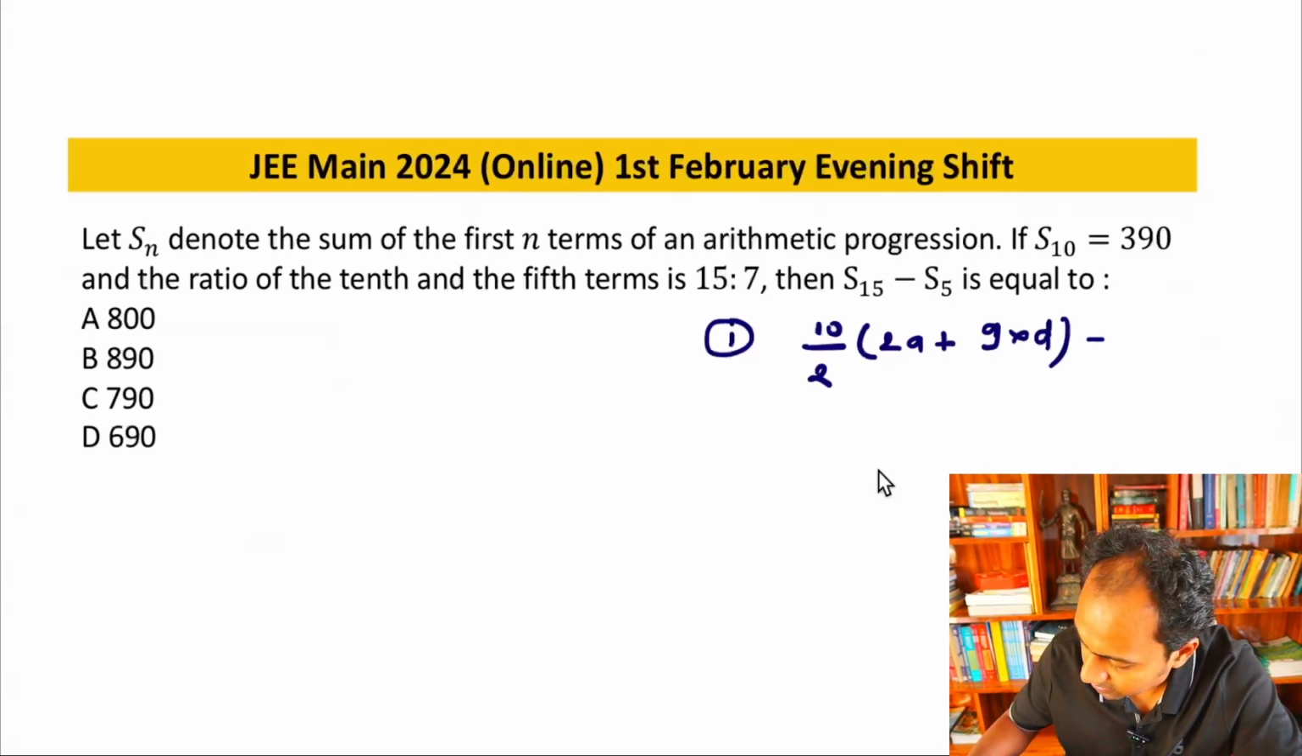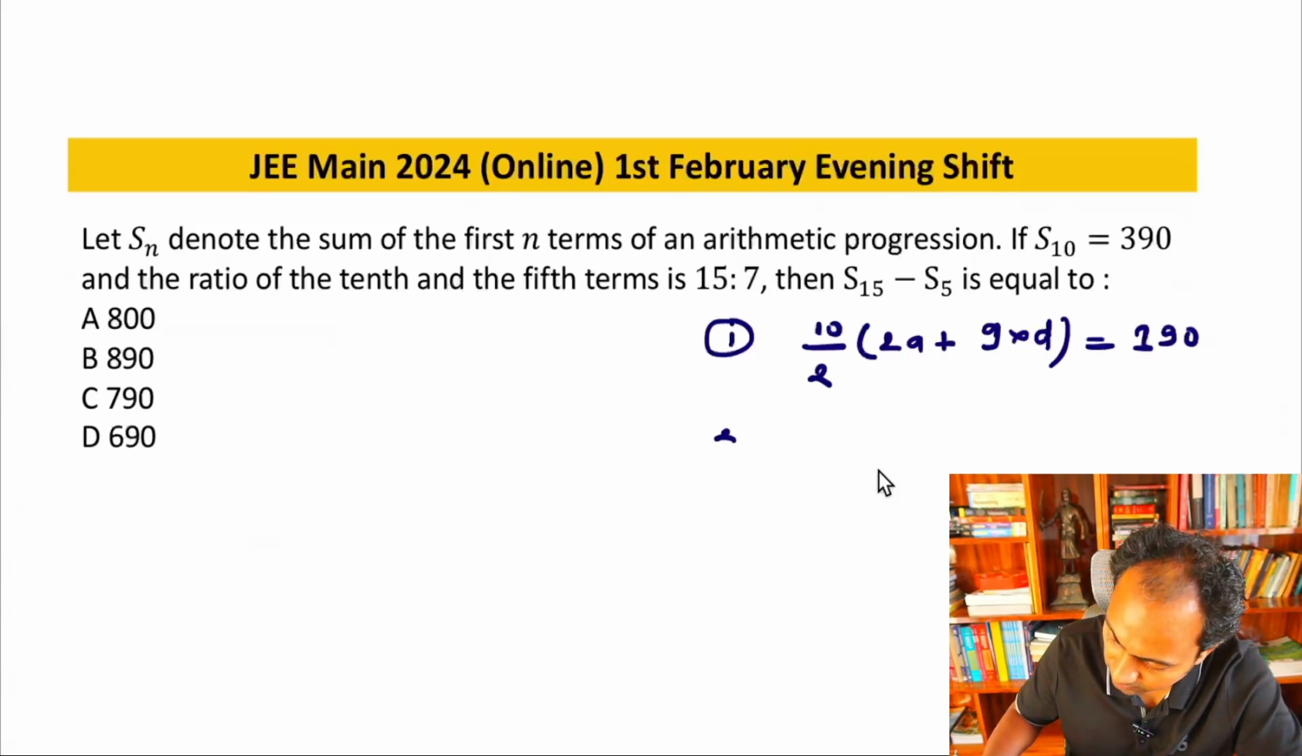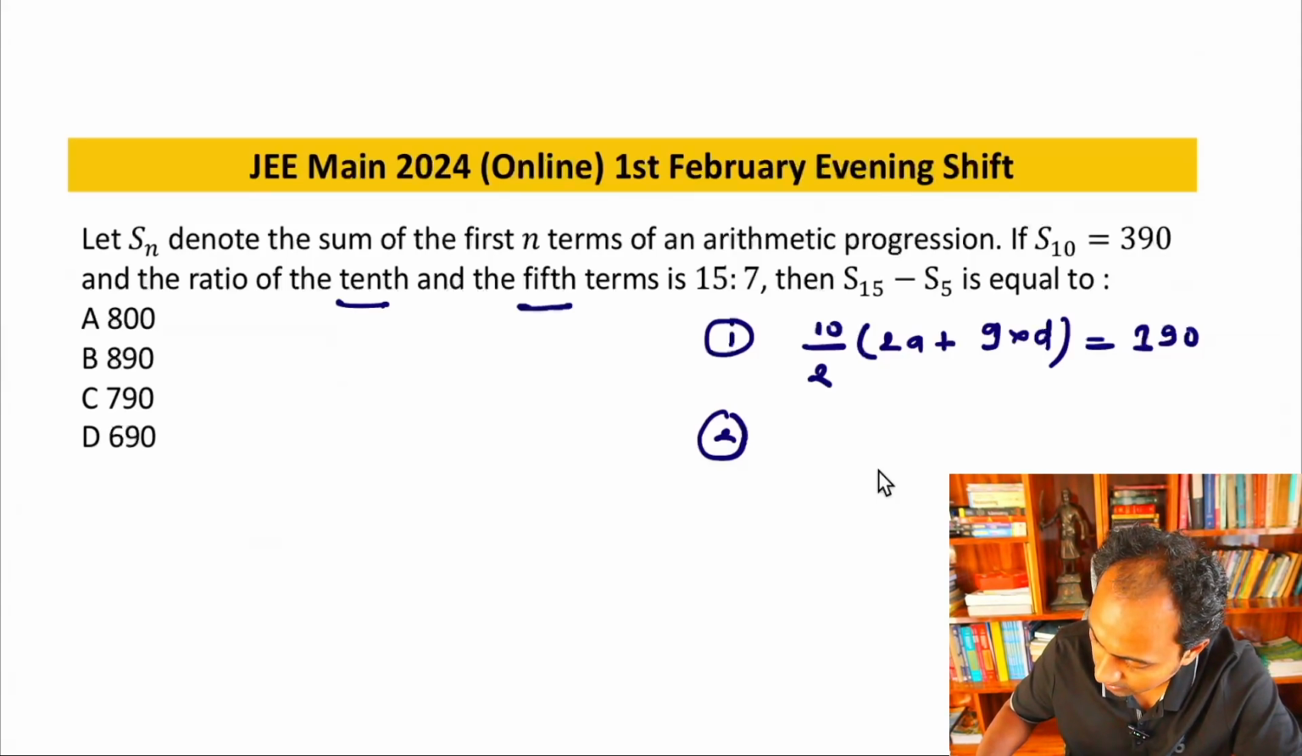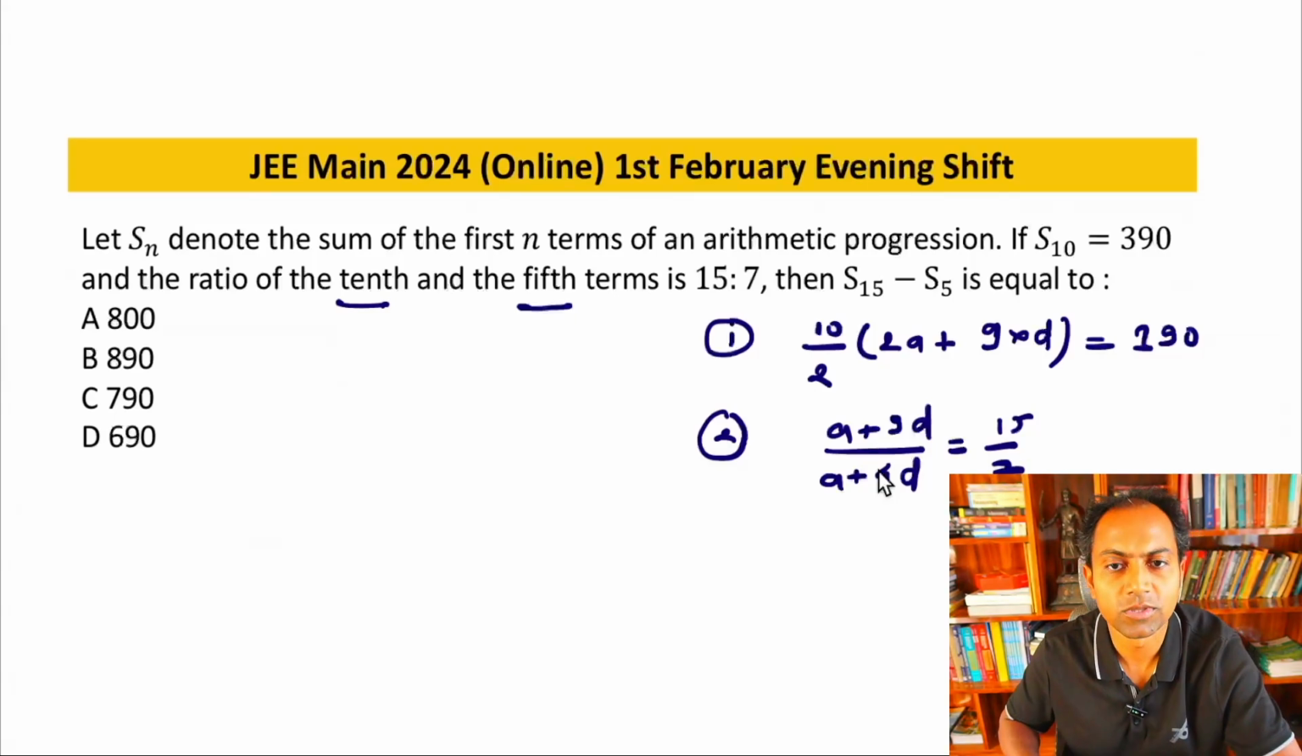This is given as nothing but 390. So this is my first equation. In the second part, they have given me the ratio of the 10th and 5th term. So the 10th term will become A plus 9D and the 5th term will become A plus 4D. The ratio of the same is given as 15 by 7. These two things are given to us.